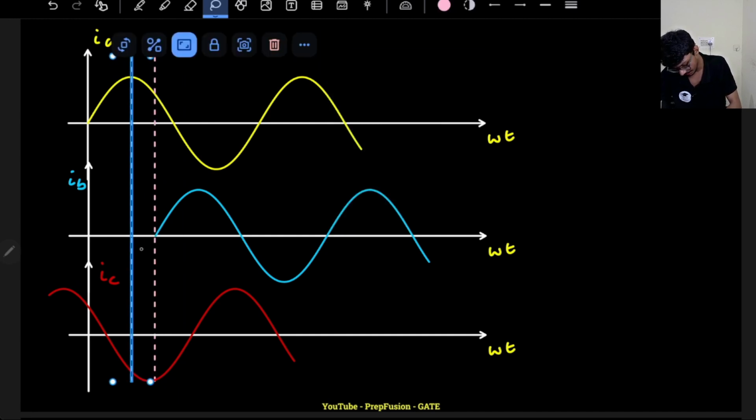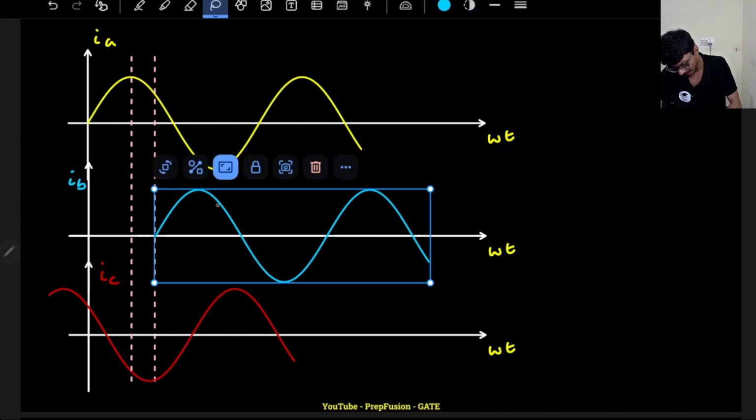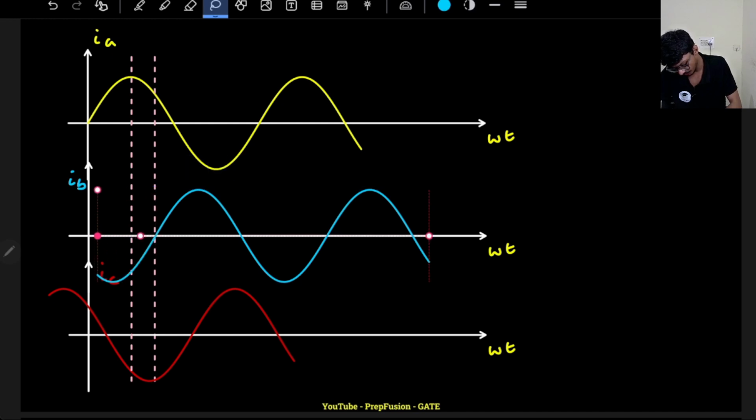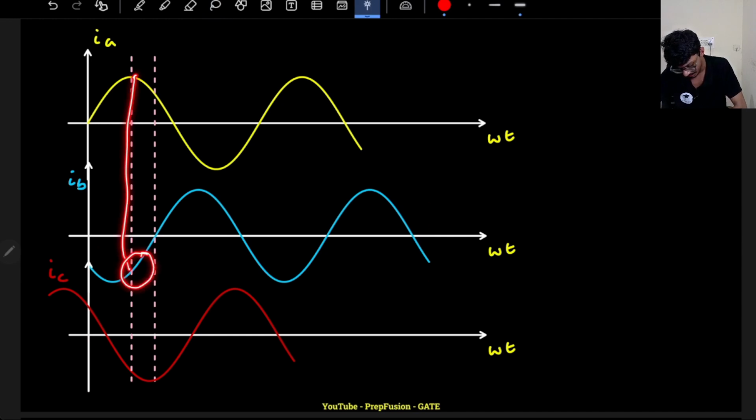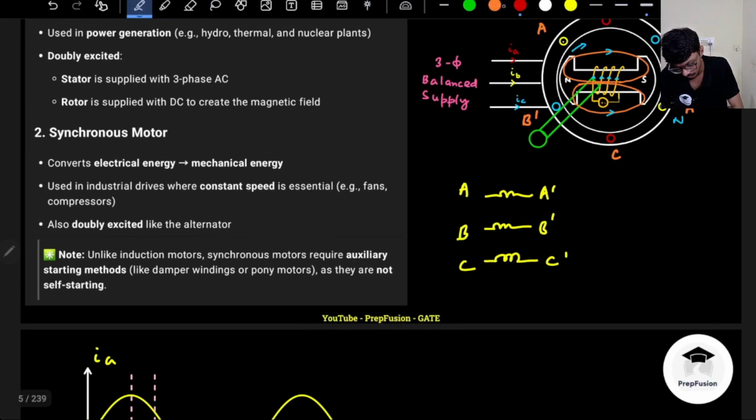When the peak of current IA happens, what is the value of the current in the B winding and in the C winding? Let me change it to this place. Okay. So if I observe one thing, the peak IB current is negative, so is the IC current. Both the currents are negative actually. Negative meaning, if I assume the positive current to be flowing from A to A dash, then the negative current will be basically current flowing from B dash to B.